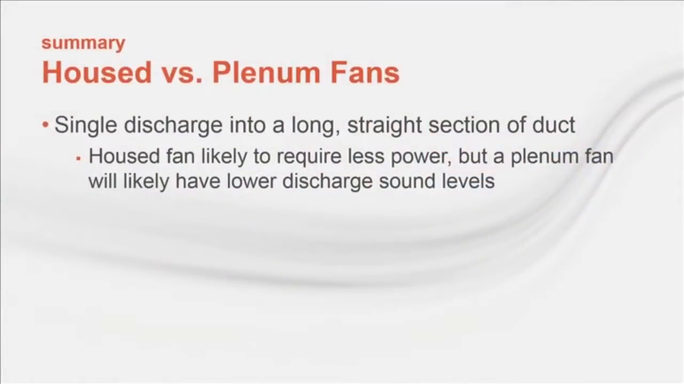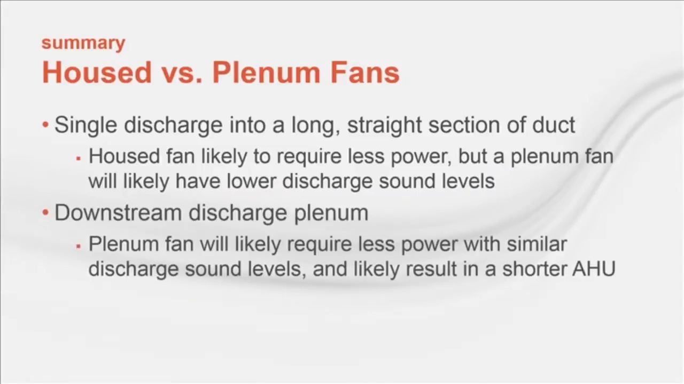When discharging into a single, sufficiently long, straight section of duct that is about the same size as the fan outlet, a house fan will likely require less power than a plenum fan, but a plenum fan will likely have lower discharge sound levels. If a discharge plenum is added downstream of a house fan to reduce sound levels or to allow for discharge flexibility, a direct drive plenum fan will likely require less power than a housed airfoil fan, with similar or superior discharge sound levels. Additionally, the plenum fan will likely result in a shorter air handling unit.